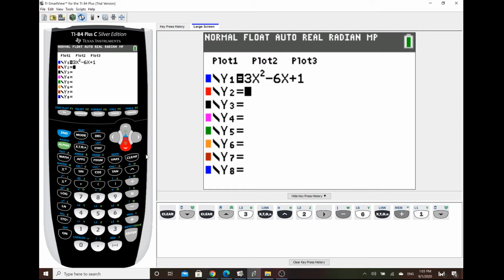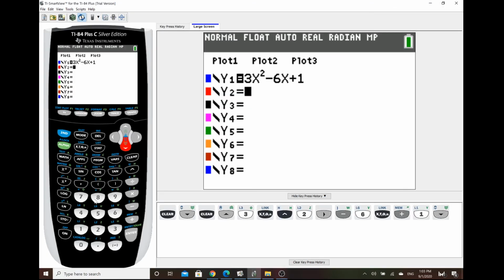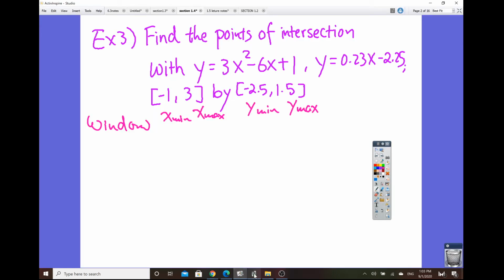And now for the linear we have 0.23x minus 2.25.